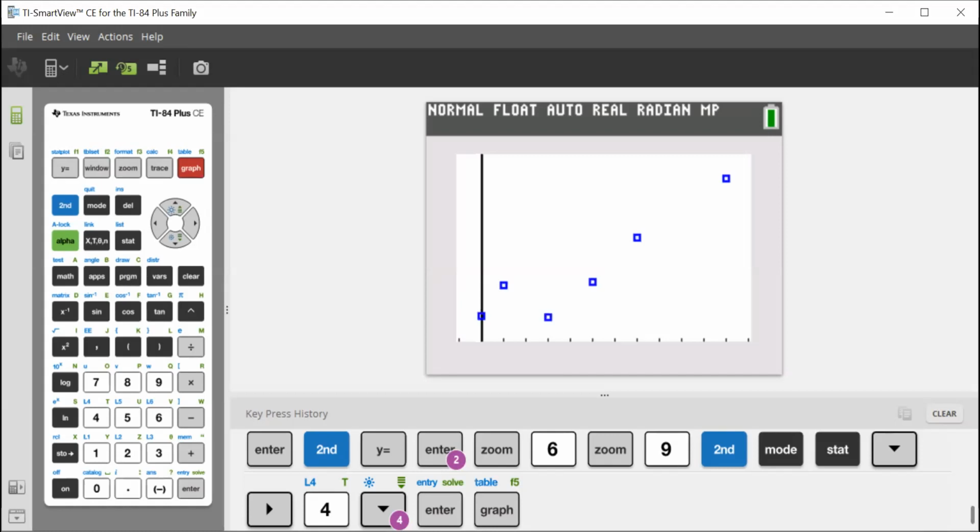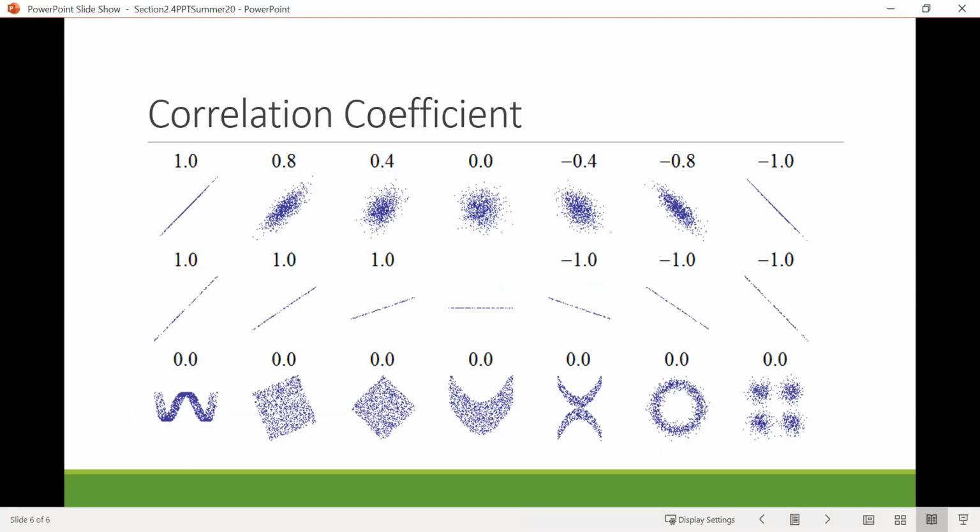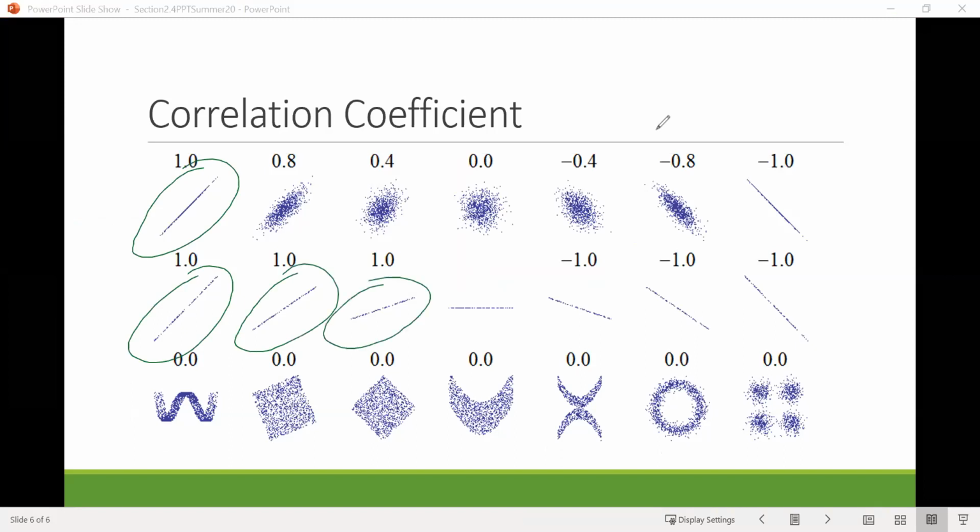Okay. And so if we look at this graphic I have in the PowerPoint here, we can see what scatter plots might look like for different values of R. So notice for the ones over there on the far left, where R is equal to exactly positive 1, the scatter plot perfectly forms a line. And then notice the slope of those lines. They're all positive, which is why it's a positive 1.